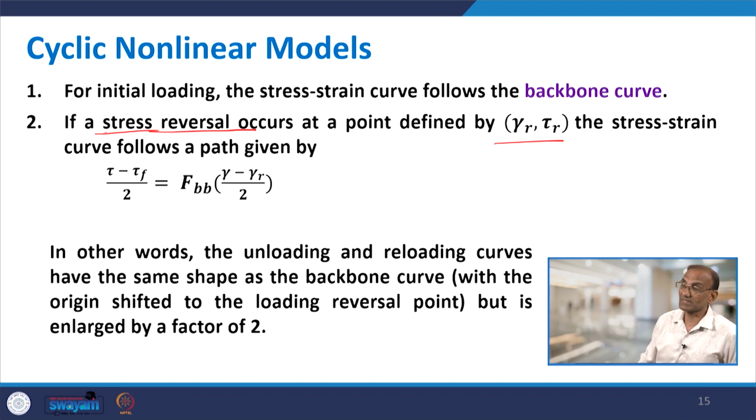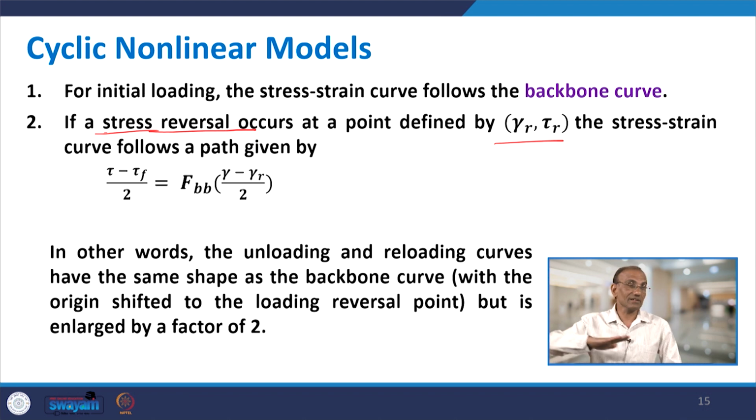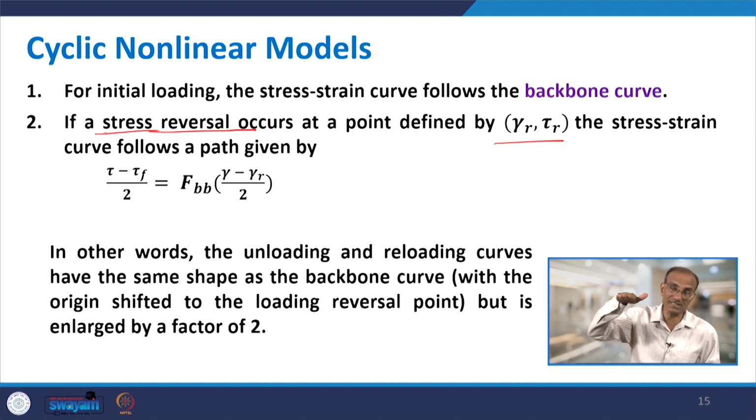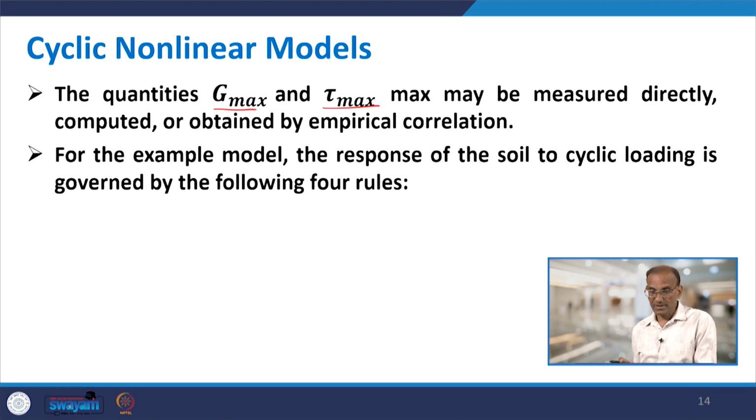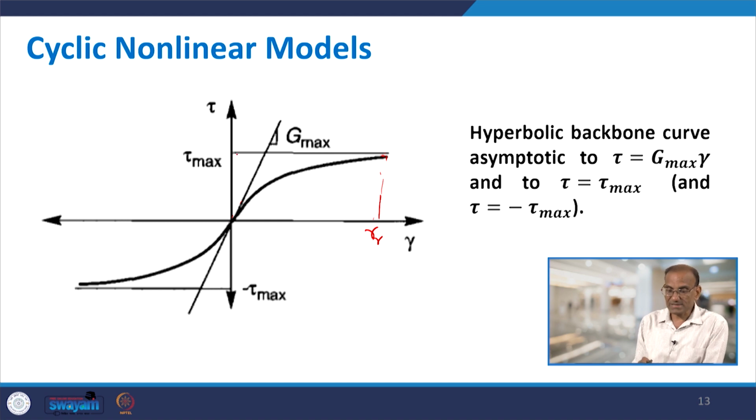What do you mean by stress reversal? If the stress is applied in one direction and then all of a sudden it starts in the other direction, that is called stress reversal. The direction changes, up then down. When the stress reversal takes place, you need to note down that point, and let us say the coordinates of that point are gamma r and tau r. Basically these curves are tau versus gamma, so the coordinates will be tau and gamma at any point.